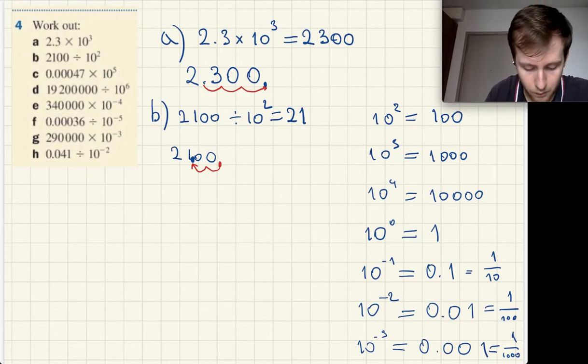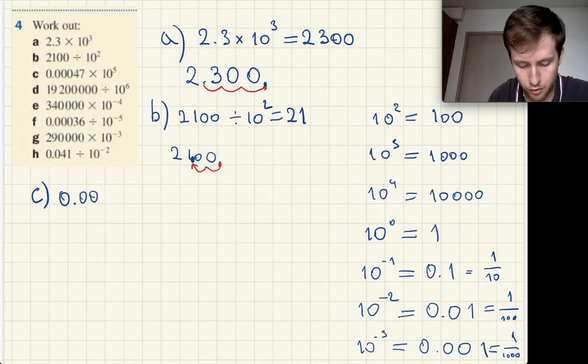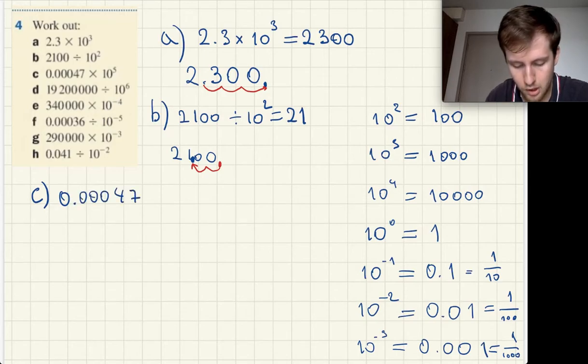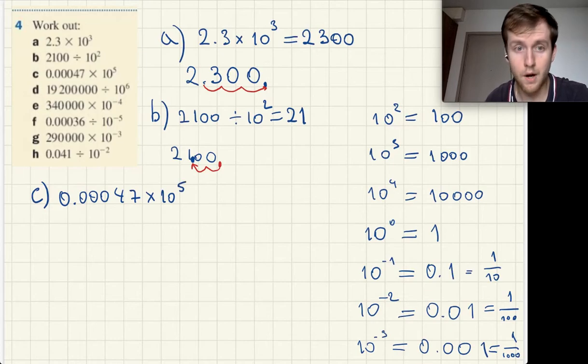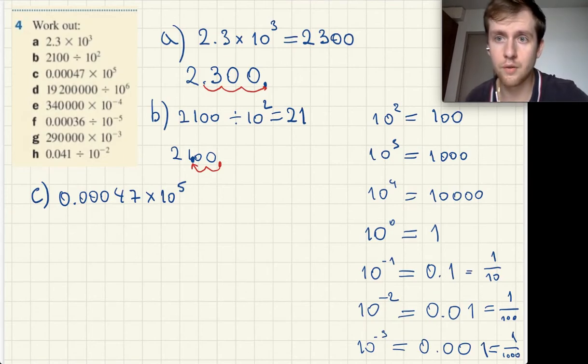What else do we have? We have 0.00047 times 10 to the power of 5. Okay, so this one is similar to letter A. This one's pretty similar to letter A.